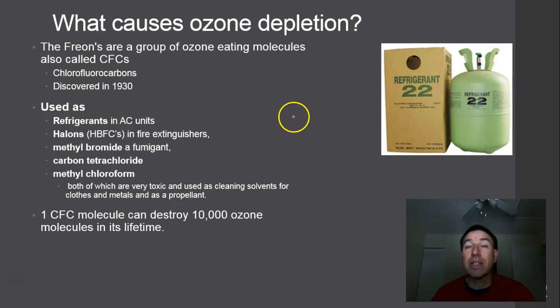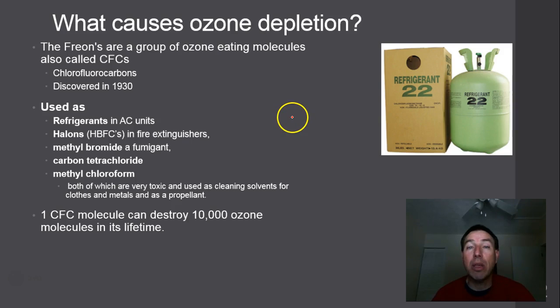In the 1930s, a scientist came up with a group of chemicals he called Freons. And these groups of chemicals were very large molecules. They had lots of carbons. They had chlorines attached to them. Sometimes they had fluorines. Sometimes they had bromines. And he called them all by the trade name of Freons. And they were used for several different things.